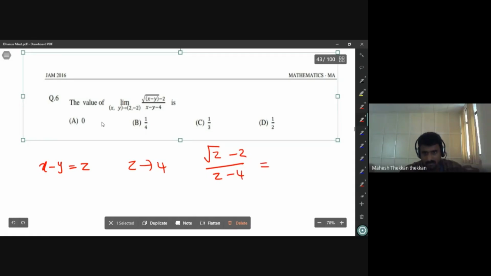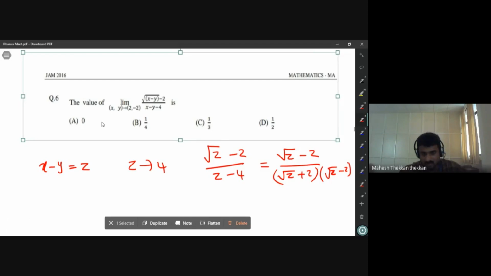So this will be the same as root z minus 2 divided by root z plus 2 into root z minus 2, right? So I have used a minus b into a plus b is a square minus b square. So you can cancel: the numerator is root z minus 2, and the denominator also has root z minus 2, both will cancel. Then the remaining is 1 by root z plus 2.